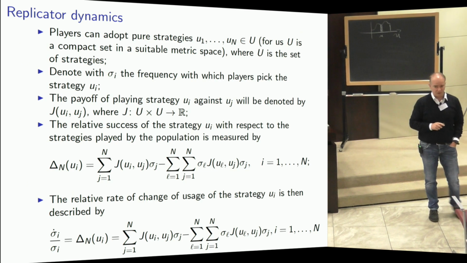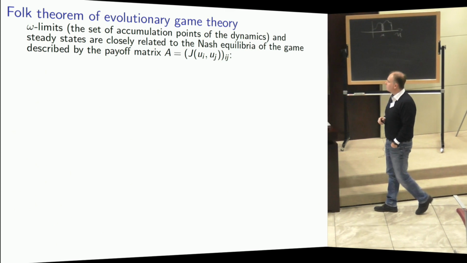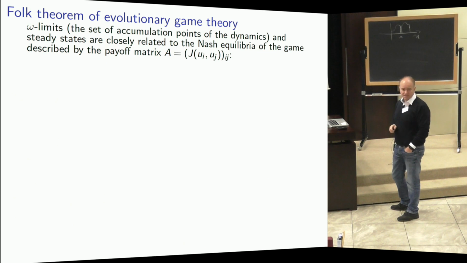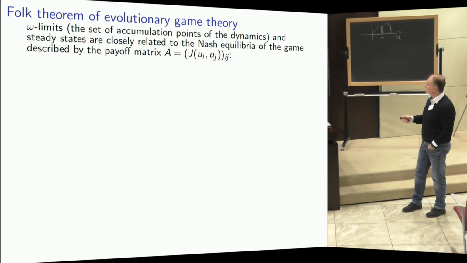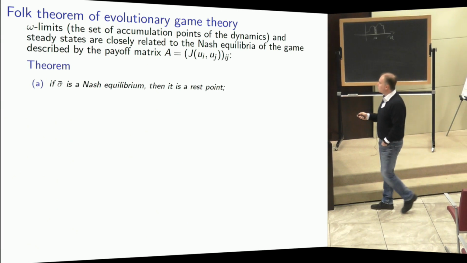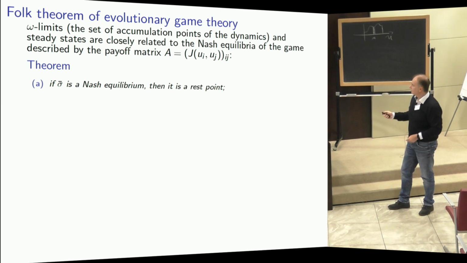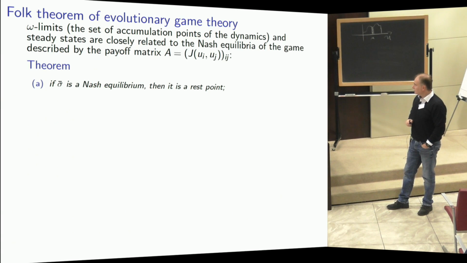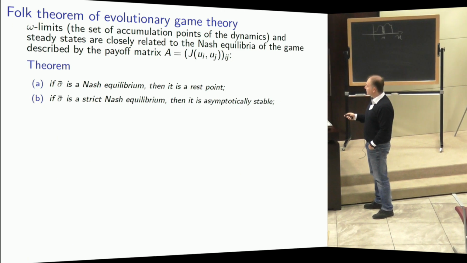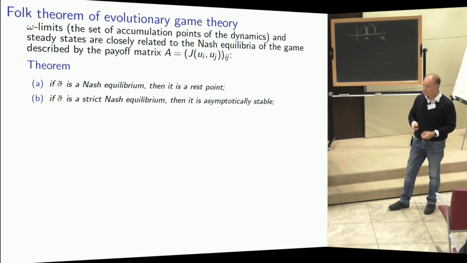field of evolutionary game theory. Why is this interesting? Because omega limits, or sets of accumulation points, of these dynamics, the steady states, are actually closely related to Nash equilibria. More formally, if you have a Nash equilibrium of the game related to this particular table, which is a payoff matrix, then it is a rest point of this kind of evolution. If it is a strict Nash equilibrium, then it is even asymptotically stable. So if you start very close, then you will end up there.